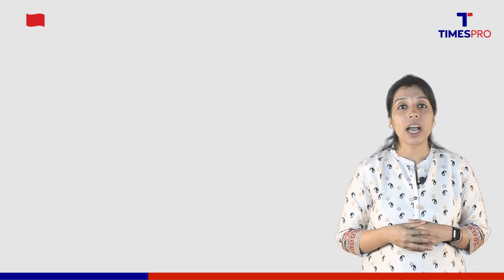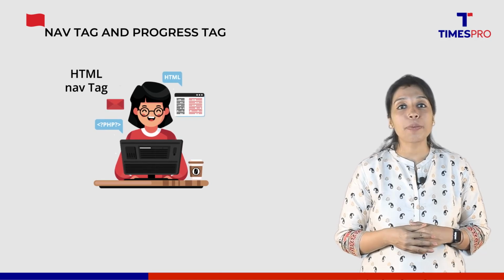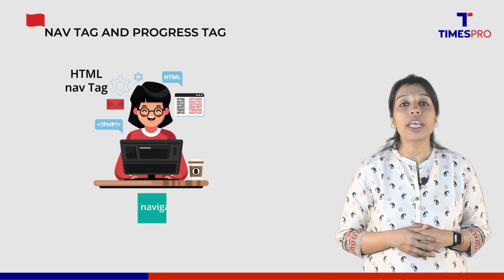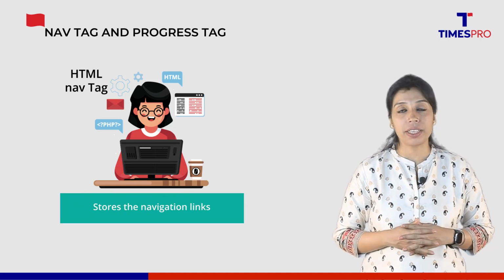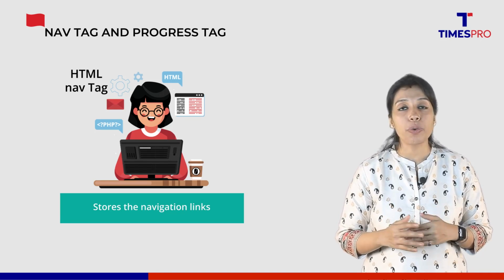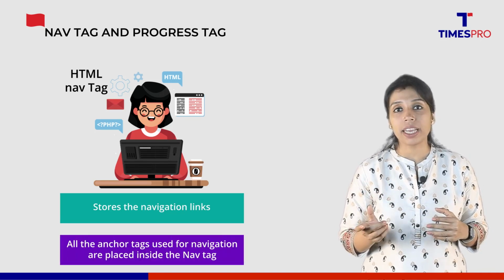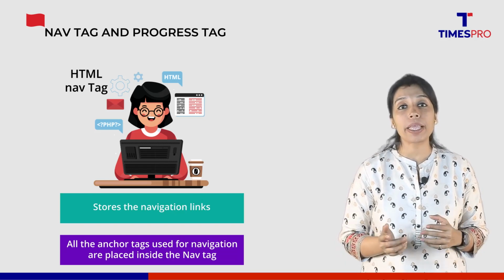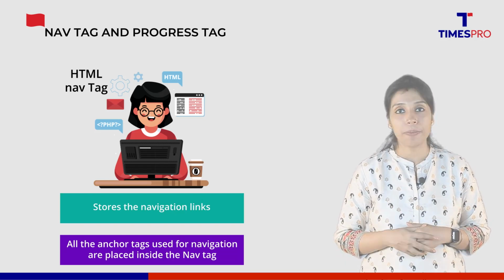The next tags are the nav tag and the progress tag. The nav tag is used for storing navigation links. The nav tag improves the readability of the code, and all the anchor tags that are used to navigate between the pages of a website are placed inside the navigation tag.